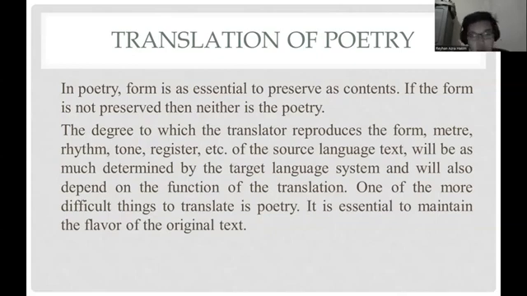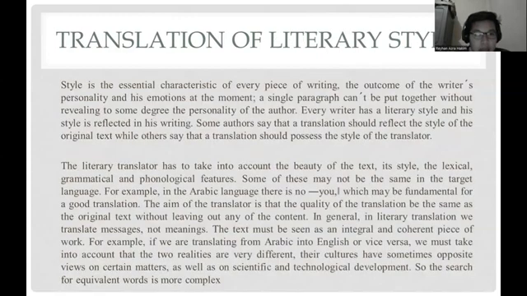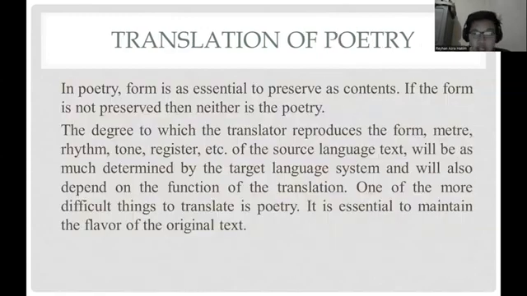In poetry, form is as essential to preserve as content. If the form is not preserved, then neither is the poetry. The degree to which the translator reproduces the form, metre, rhythm, tone, register, etc. of the source language text will be as much determined by the target language system, and will also depend on the function of the translation. One of the more difficult things to translate is poetry. It is essential to maintain the flavor of the original text.